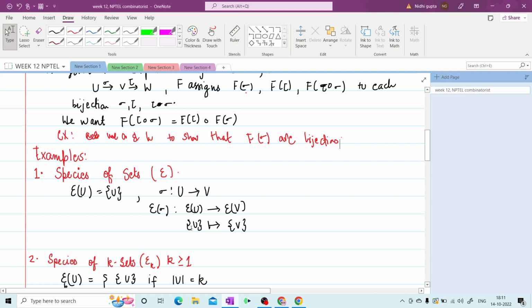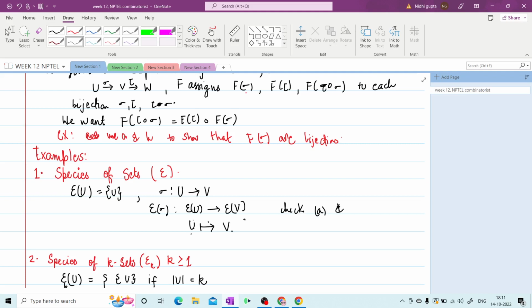We have no option but to send u to v. Epsilon u is a set containing just one element, which is u, and so epsilon sigma sends u to v. So now we have done our assignments, and now you need to check that a and b are satisfied, and if they are satisfied, we know that this is a species. So it is a very ordinary check.